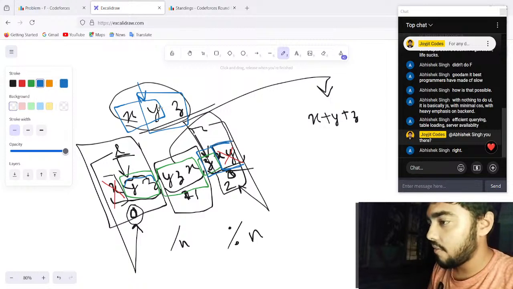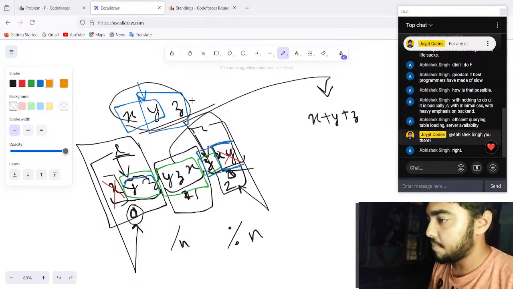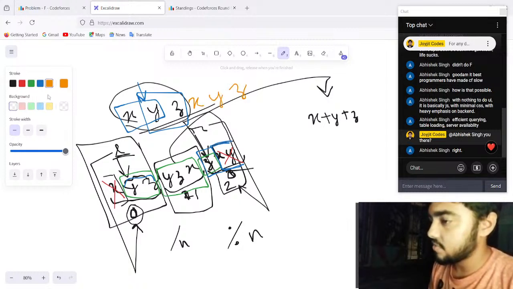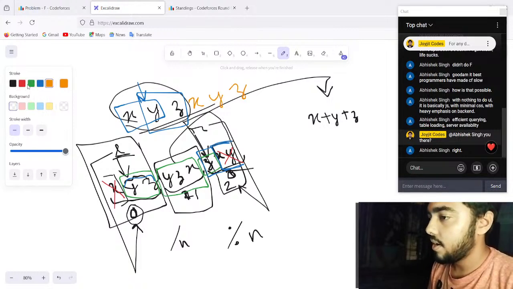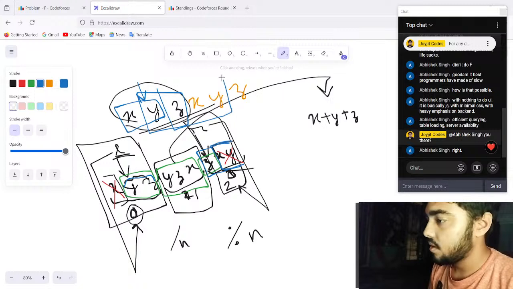In that case, what you have to do is basically append this whole thing with it. Just append it blindly. So write XYZ after XYZ, just write XYZ again. Now we can say that this ZXY is over here.